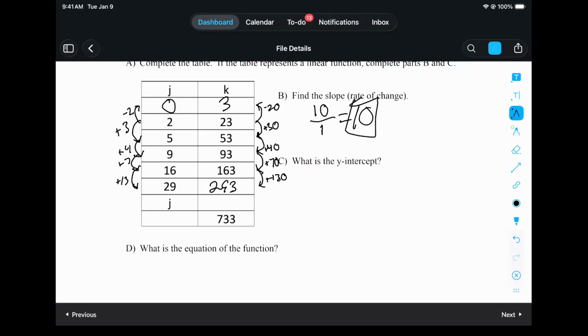J is 2. I'm going to use j is 2, and k is 23. And j is 5, k is 53. And 9, 93. 16, 163. 29, 293.